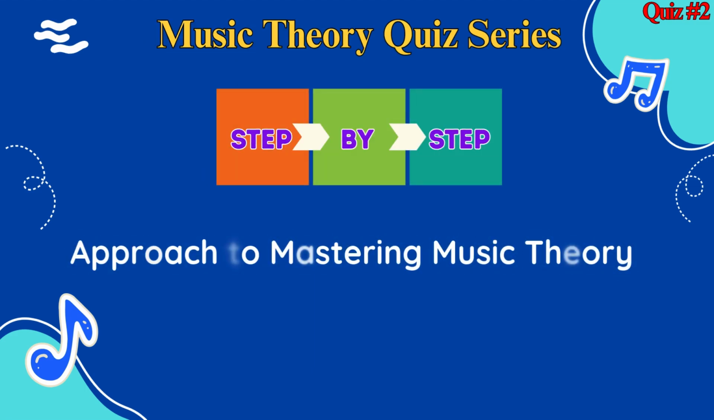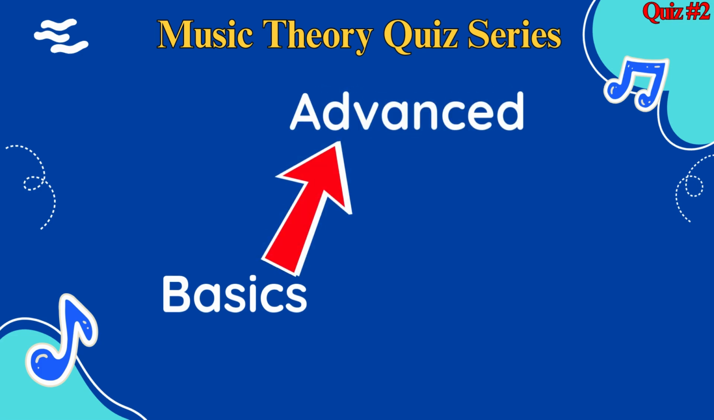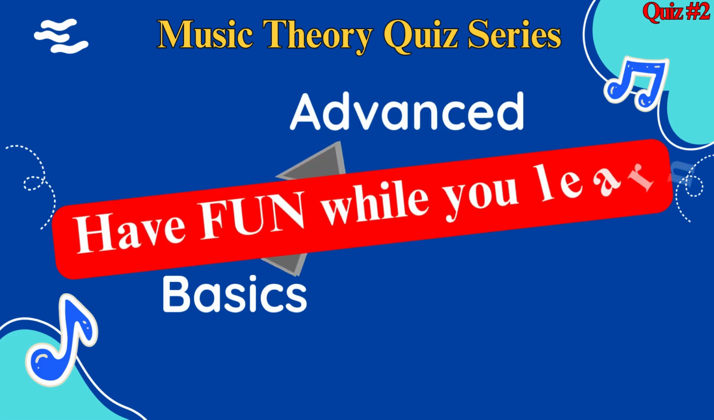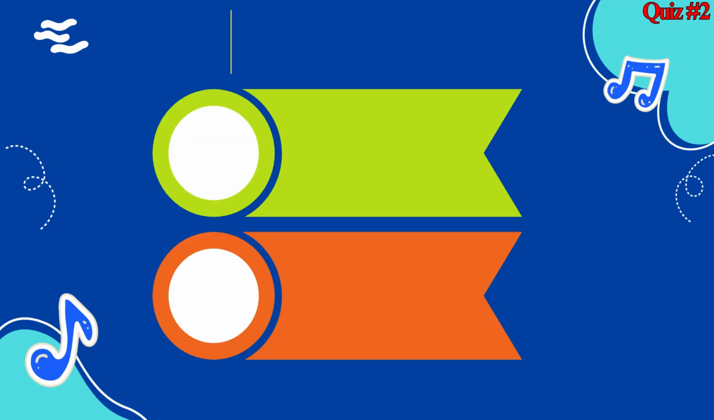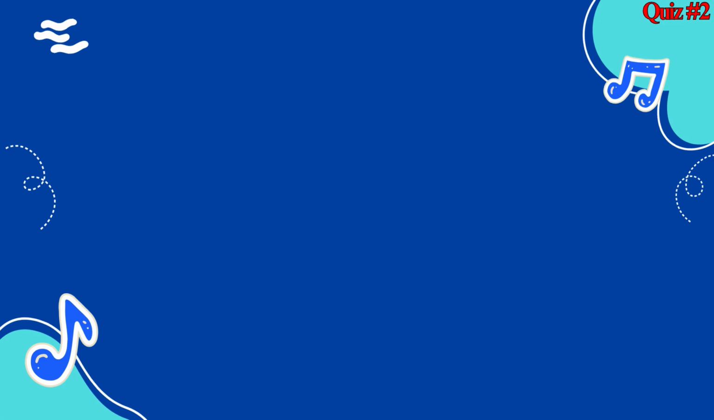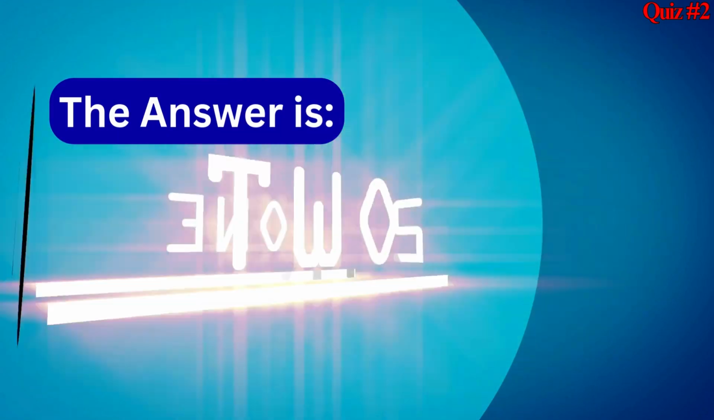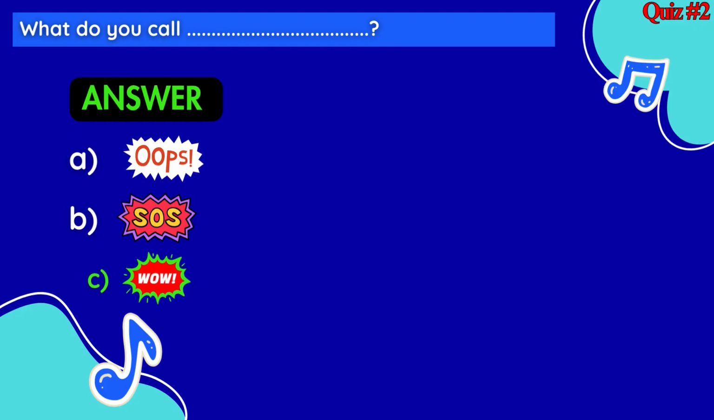Mastering music theory, starting from the basics and gradually progressing to more advanced concepts. These quizzes are all about having fun while you learn. In quiz number 2, you will encounter specific questions about the treble and the bass clefs, and once again the instructions are simple. After you hear each question, select the correct answer from the available options, and following your selection, there will be a 5-second countdown after which the correct answer will be announced.